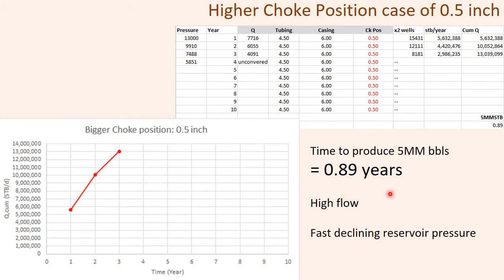When we adjusted our choke to a higher position of ½ inch, we produce much quicker than our base case. There is higher flow rate, which leads to a well life of 0.89 years, or less than 11 months.